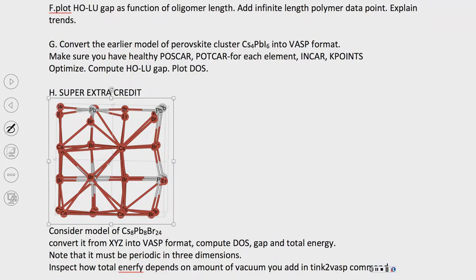So I will send by email a model of about 40 atoms: 8 cesium, 8 lead, 24 bromine. Then your task, for those who decide to do it, will be to add periodicity along X, Y, and Z, convert it into VASP, look at the electronic structure, and make a density of states.